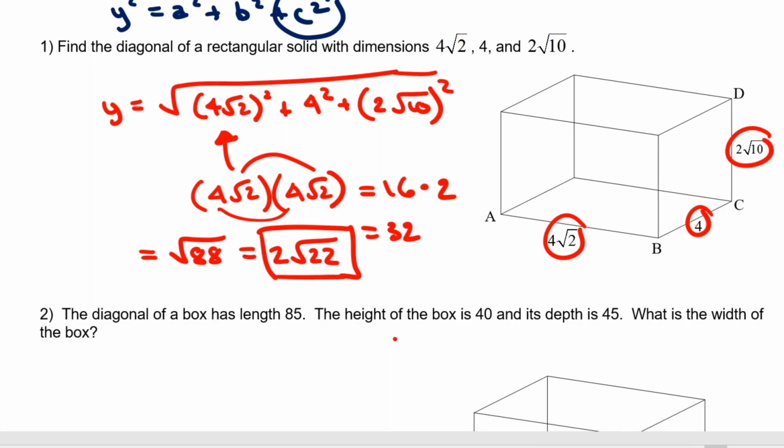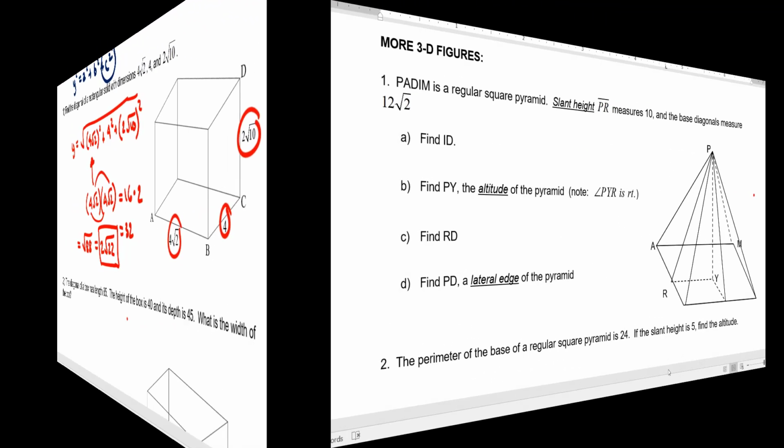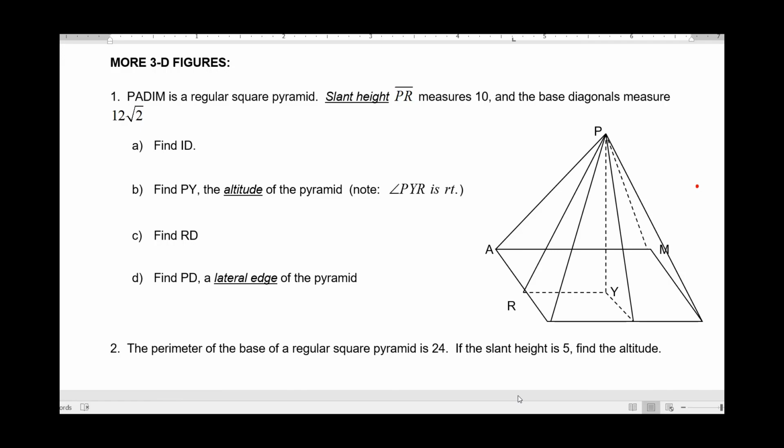Okay, so let's flip over to the other side now. Okay, here we are on the back side. We're moving on to a different type of three-dimensional figure. On the front side we did a rectangular solid, or a rectangular box basically, and on the back side we're looking at a regular square pyramid.